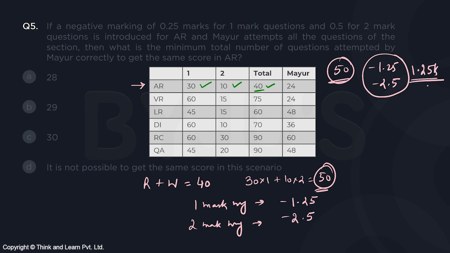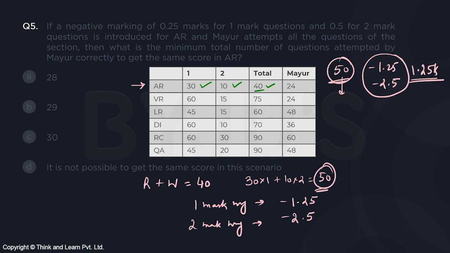So can I say his score can only decrease in multiples of 1.25? His score can decrease only in multiples of 1.25. When he gets a 1 marker wrong, his score will decrease by 1.25. A 2 marker wrong, his score will decrease by 2.5, which is double of 1.25. If 3 questions are wrong, it might be 1.25, 1.25, 1.25, or it might be 1.25, 2.5, 2.5, or it might be 2.5, 2.5, 2.5. In any case, all of them will be multiples of 1.25.